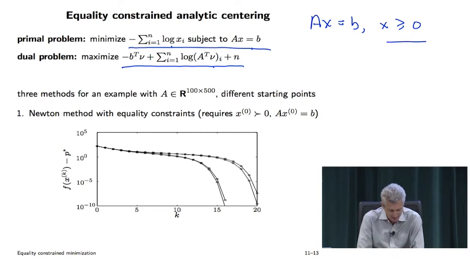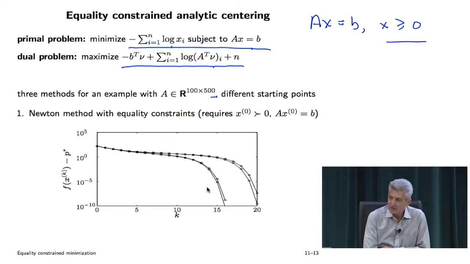Okay, so let's look at some things. Here's what we can do. Let's just take Newton's method with equality constraints. We have a problem with 500 variables and 100 equality constraints. If you run Newton's method, you get something like this. What we're doing here is these 4 traces show you 4 different starting points. And that looks very Newtonish.